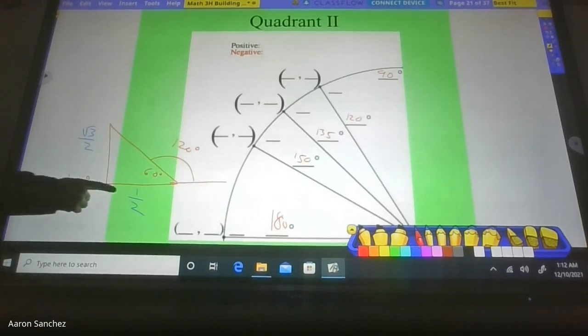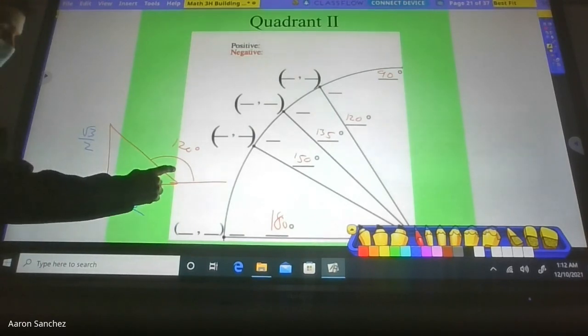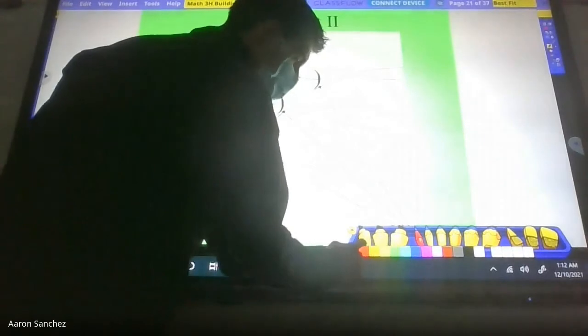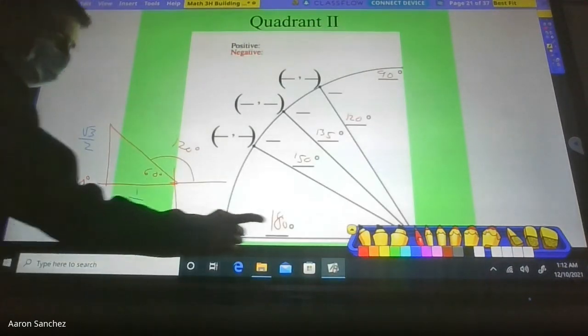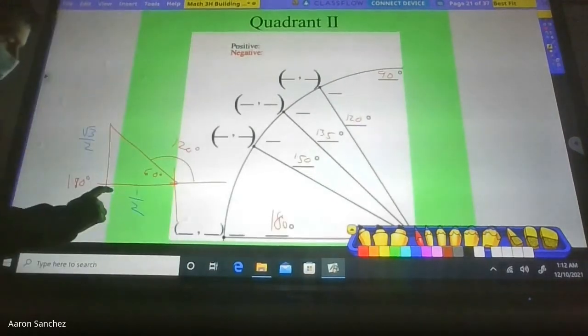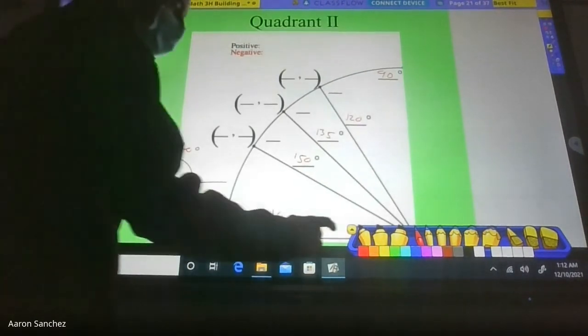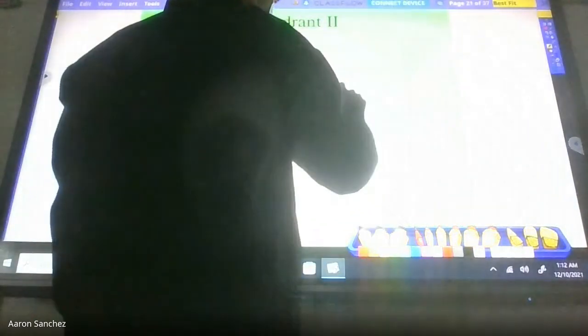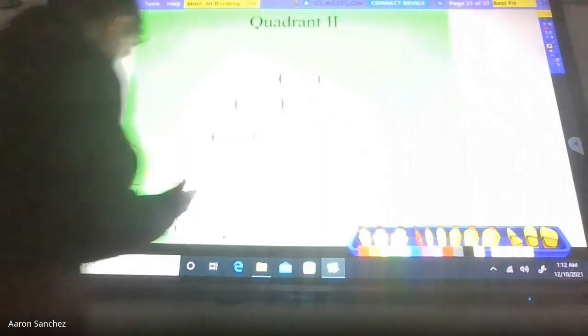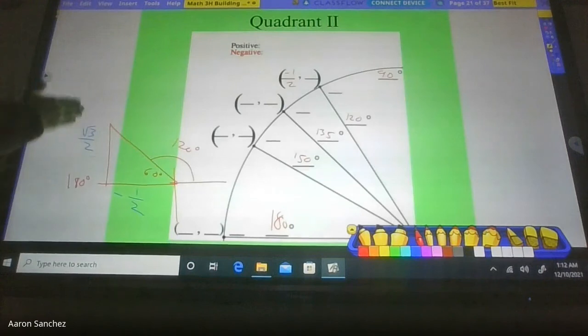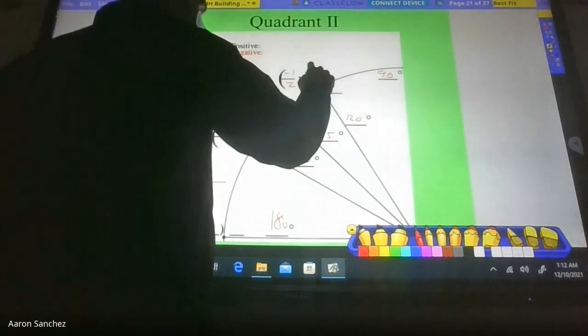So what's this? Remember my x coordinate and my y coordinate right here. Is it negative? So this is going to be negative, and this will be positive. So this will be negative 1/2. My x is negative 1/2 because I'm going this direction. My y is root 3 over 2.